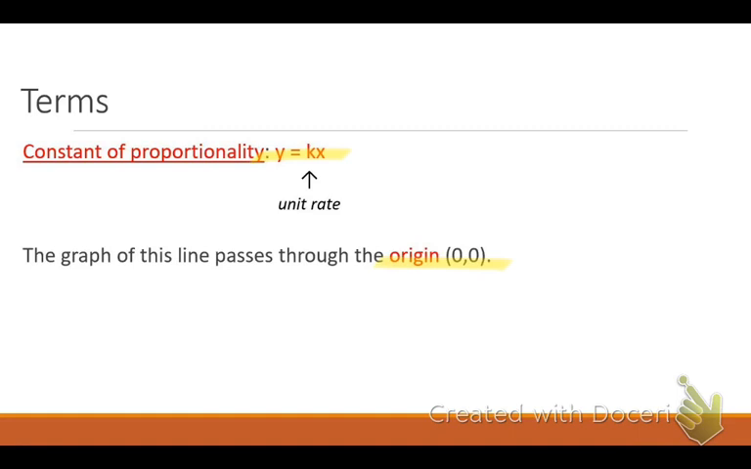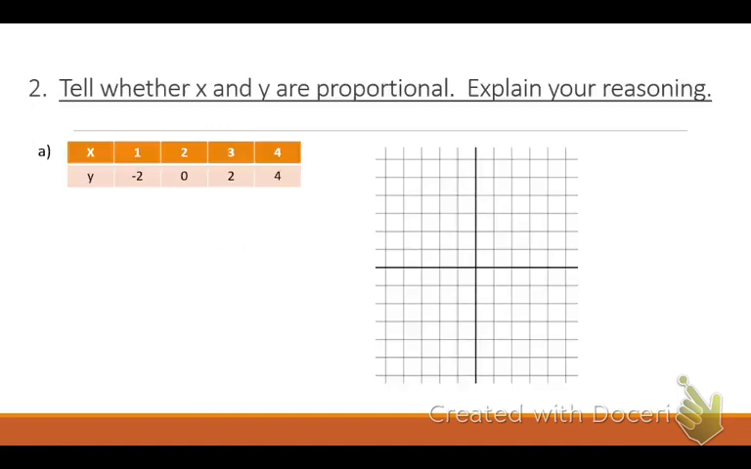All right, so let's look at the first example. It says, tell whether X and Y are proportional and explain your reasoning. Okay, there's two ways that you can tell whether or not a set of values is proportional. The first way that we're going to learn is by plotting the points on a graph. Each one of these X, Y values, I know that they're in a table, but they represent an ordered pair.